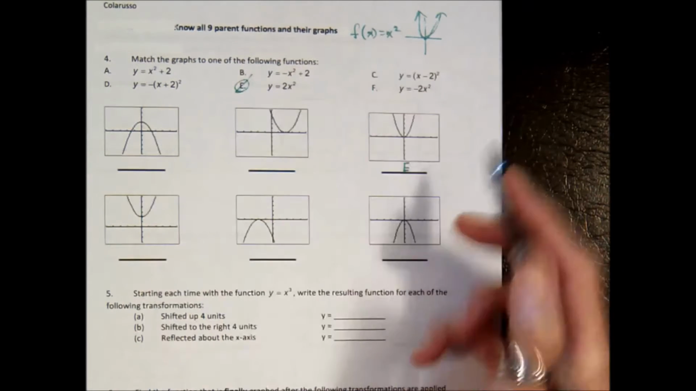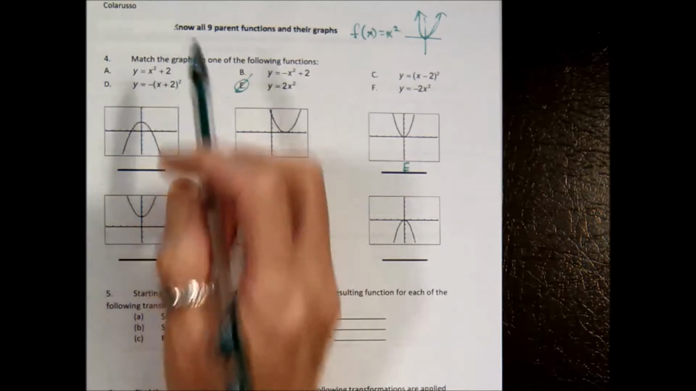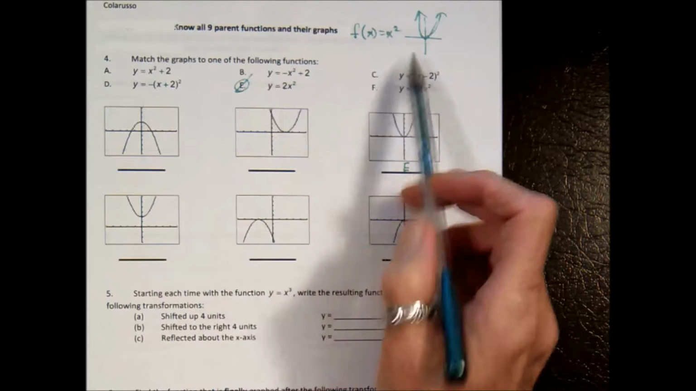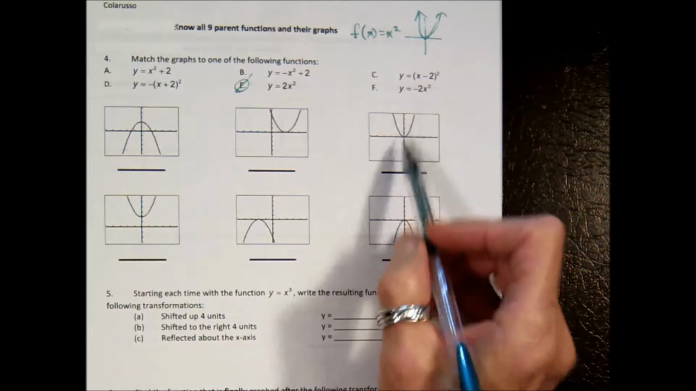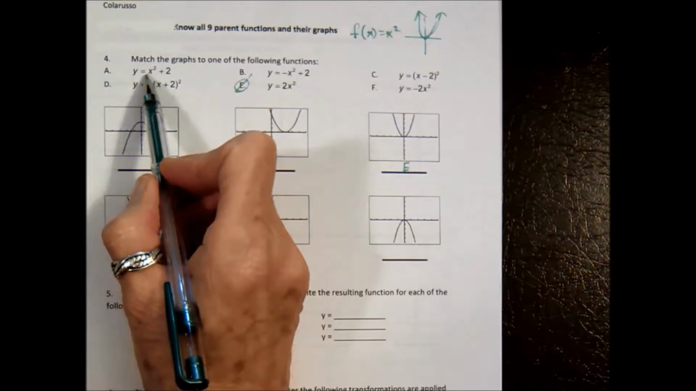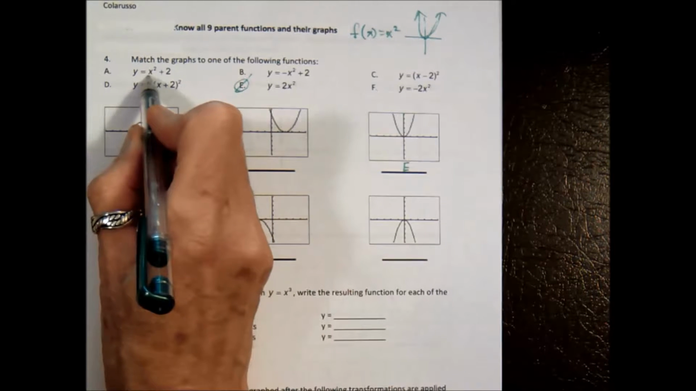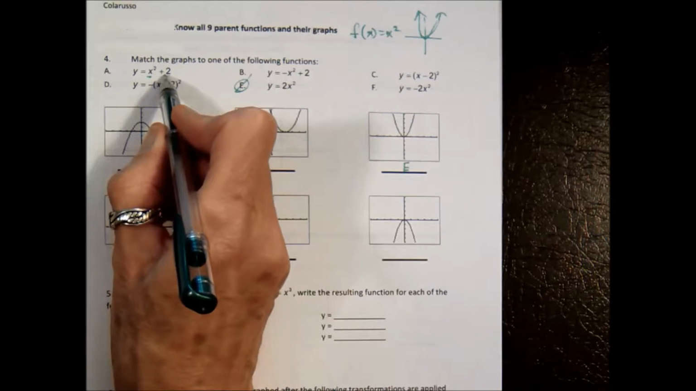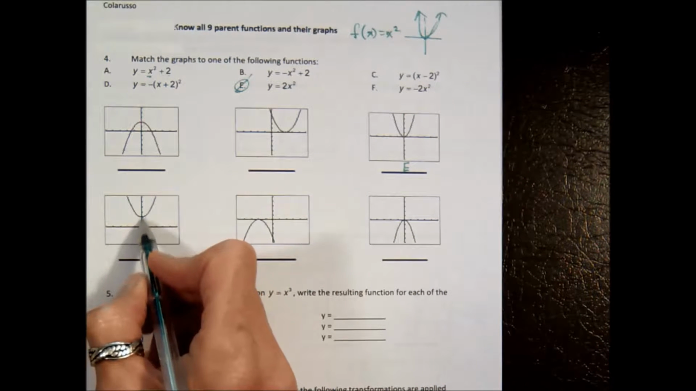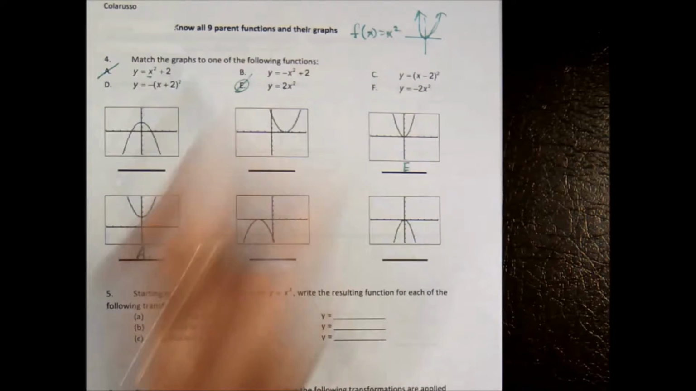Now, you can go through the graphs and match to the function. I actually think it's easier to start with the function and match to the graphs. I just wanted to check first to see if the parent function was there, and this is the closest that we have to the parent function. This one is y equals x squared plus 2. So here's my parent function, and then there was a vertical shift up 2. So I'm looking for one that is a parent function moved up 2. So I know that this one is A. So I cross that off.